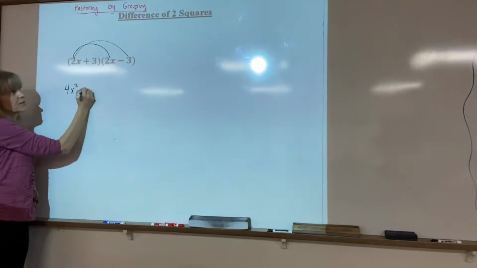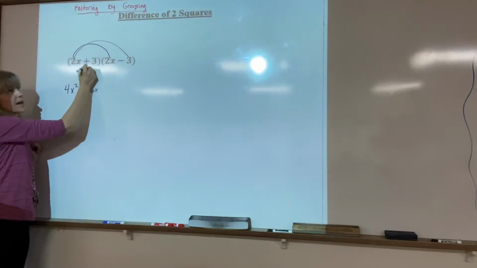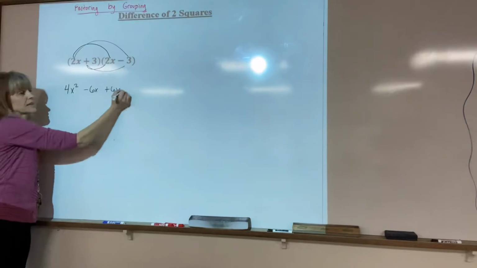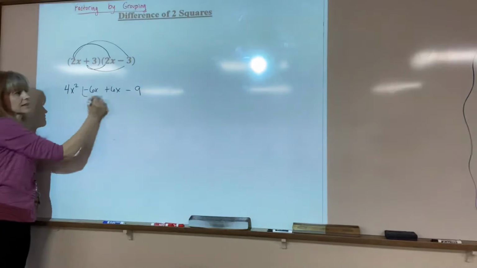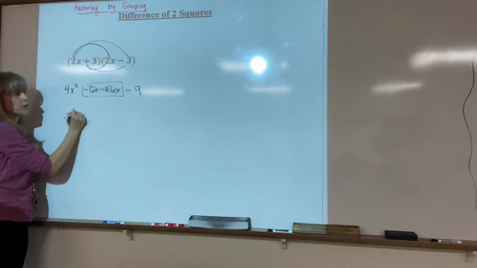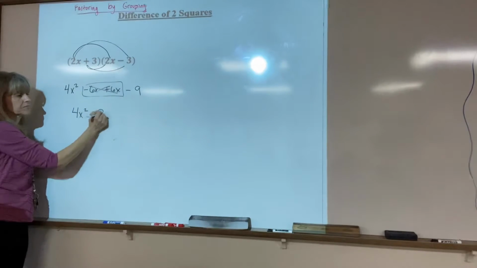So 2 times 2 is 4, x times x, x squared. 2x times negative 3, negative 6x. Positive 3 times 2x, positive 6x. Positive 3 times negative 3, negative 9. These two add up to 0, so I end up with 4x squared minus 9.